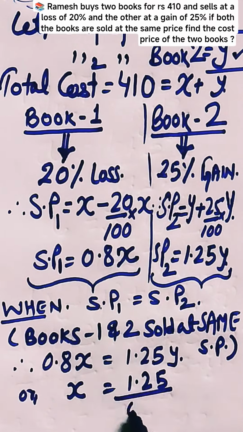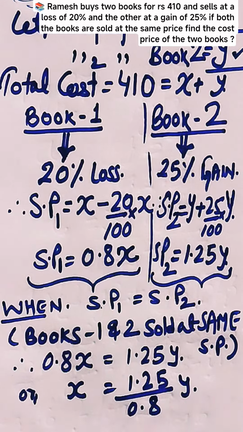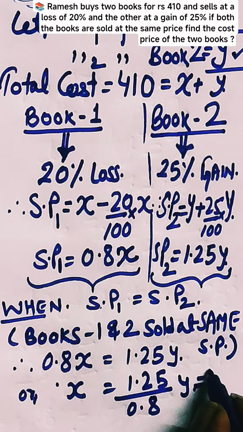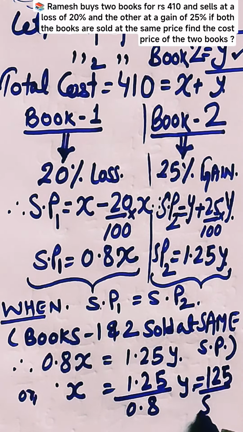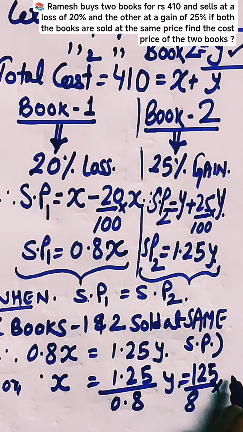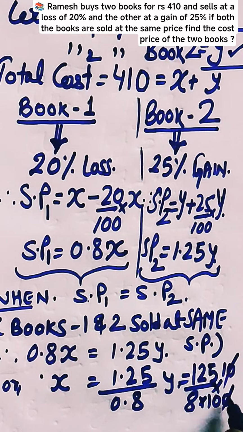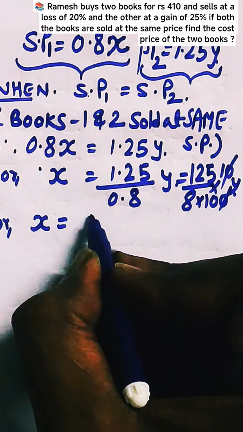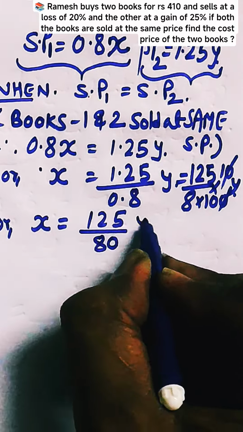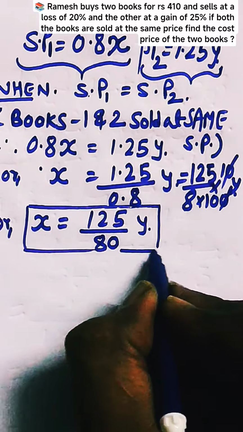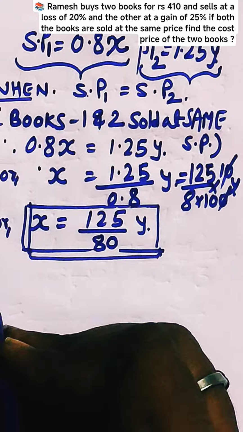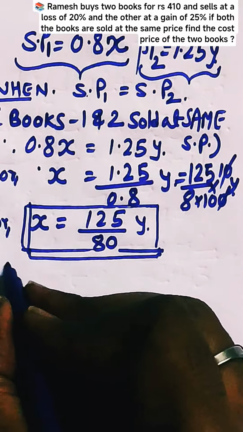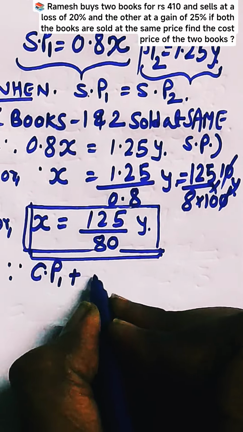Which will give you x equal to 1.25y by 0.8, and when you remove the decimal, it will be 125 by 100, and in the denominator it will be 8 and another 10 will be inserted into the numerator. So on simplification we get the relation between x and y, x equal to 125 by 80y. So this is the relation which we are going to use further, right? Because this is a linear equation in two variables, x and y.